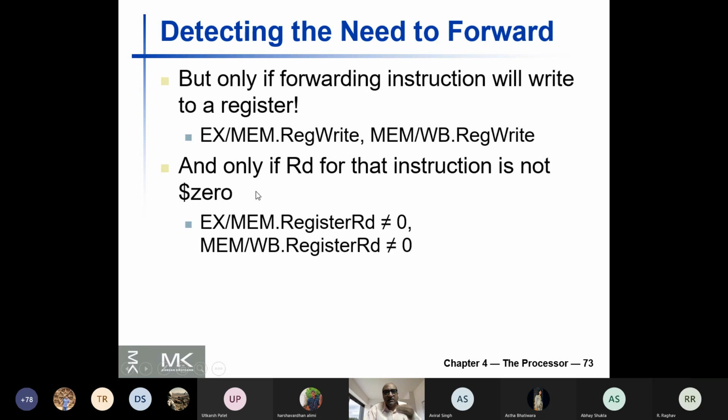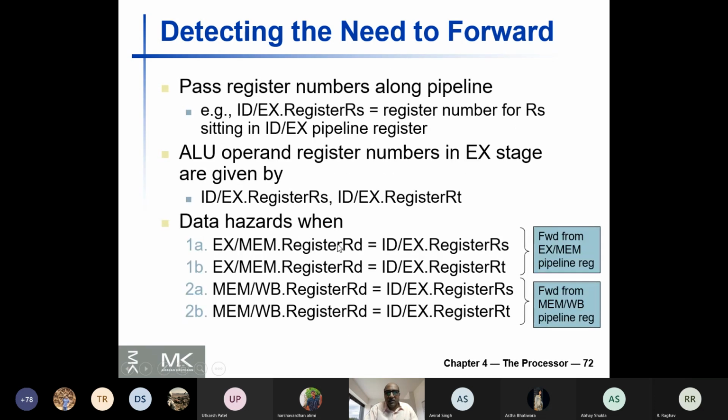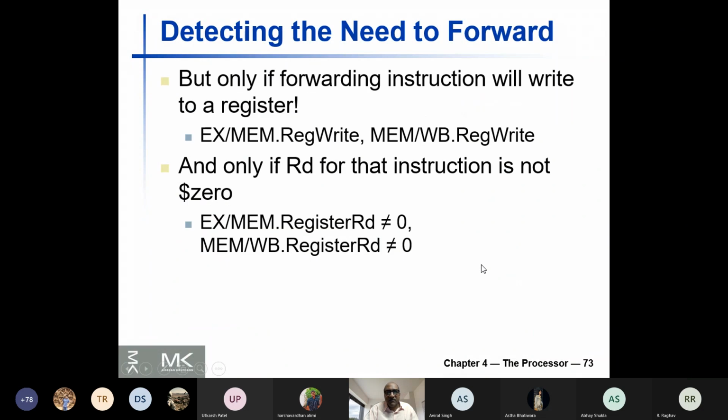These are some of the constraints that need to be imposed over these basic detection conditions. The basic one is that the register operands required by the current instruction will be given by the previous instructions, so for that we check the register identities. Then we further check whether the instruction is really writing into the register, and for that you can use these control signals.